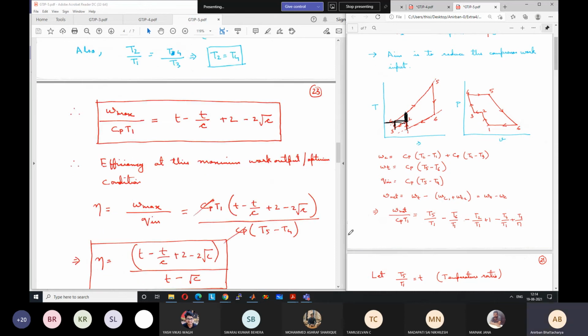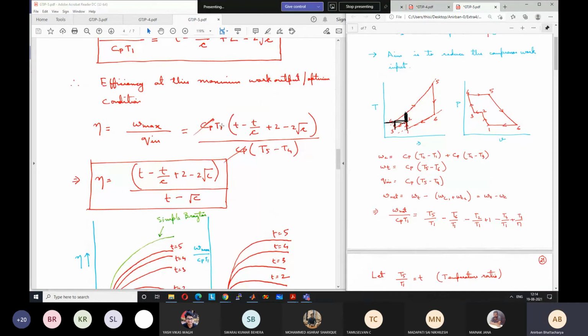The efficiency at the maximum work output you can also calculate. Maximum work output is CP_T1 into this term, right? W max, which is CP_T1 into this term, divided by the heat input will give you the efficiency. Heat input is CP_T5 minus T4.